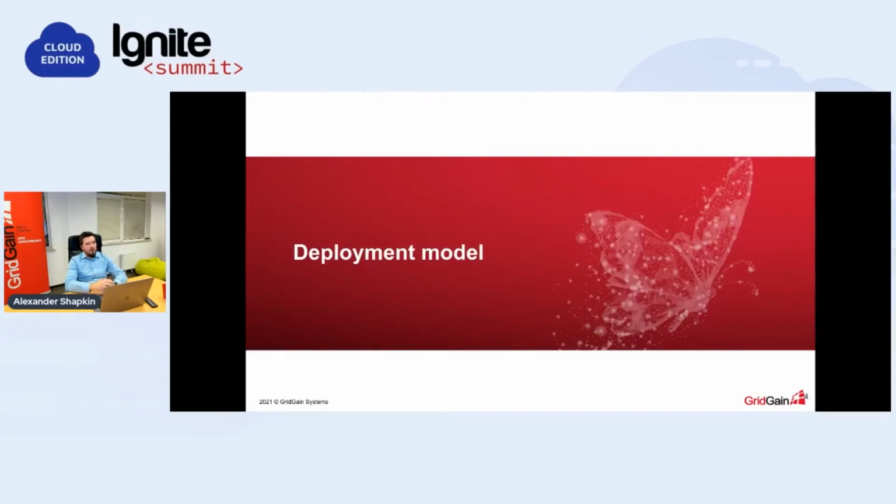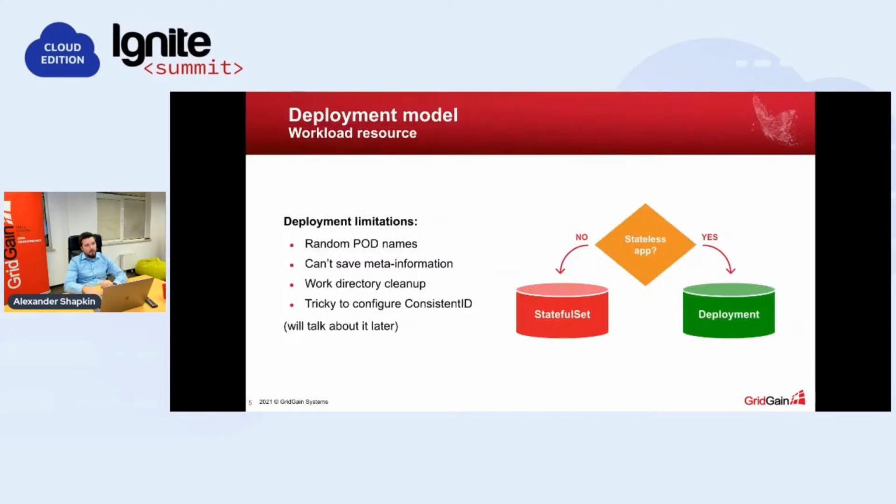All right, let's start with deployment model and explore what Kubernetes workload resource to choose and how to organize the pods. There are two mostly used workload resources, depending on whether you are running a stateless or a stateful application. The first one is a deployment resource, and in respect to Apache Ignite, it has the following limitations.